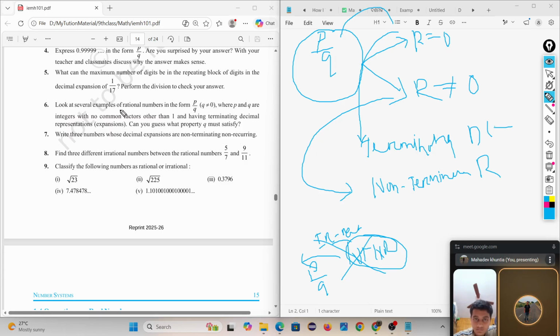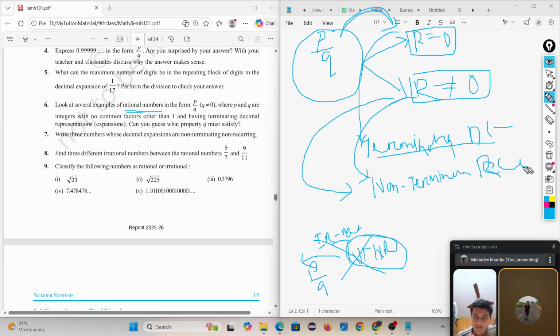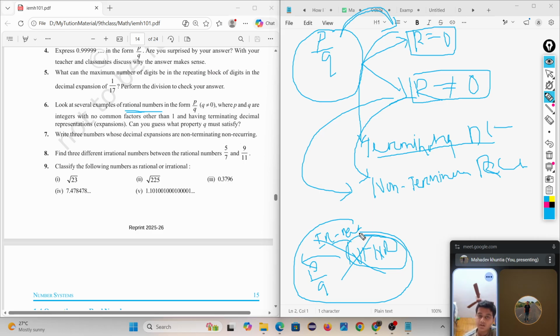Look at the question. Look at the several examples of a rational number. It is telling about rational number. If I divide the numerator of a rational number by the denominator, two conditions will arise. In one, r is equal to 0. In another case, r does not equal to 0. If r equal to 0, it is terminating decimal expansion. If r does not equal to 0, it is non-terminating recurring. And there will be no chance we will get non-terminating non-recurring, because non-terminating non-recurring comes under irrational number.